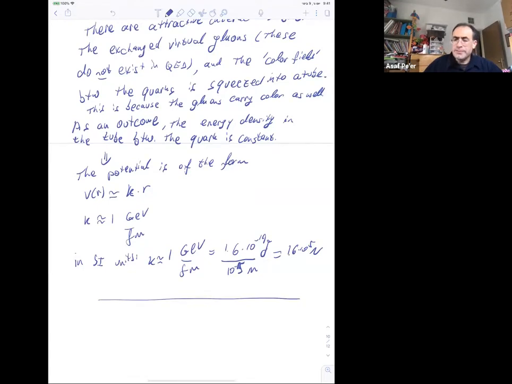So what would happen if we insist and try to pull apart two quarks from each other?